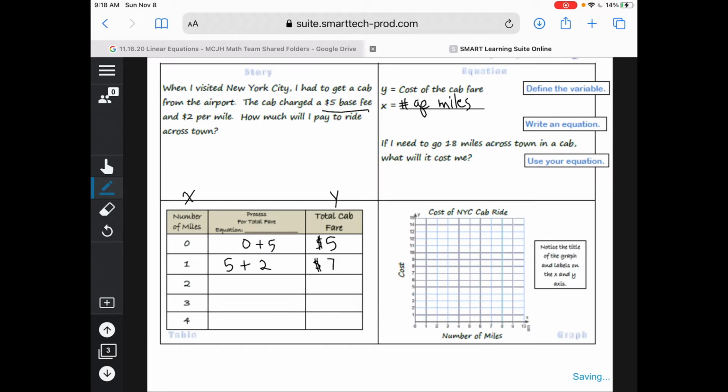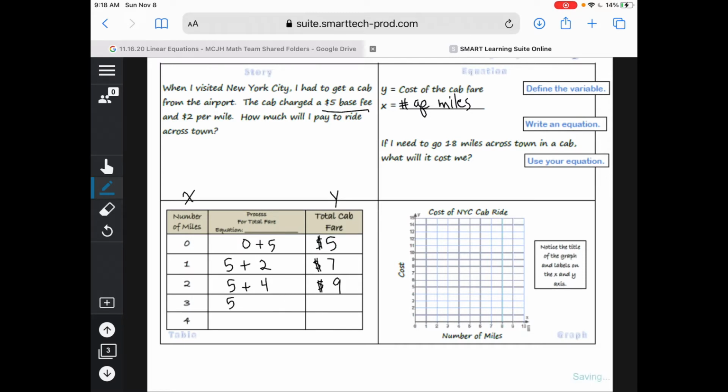Now, again, I'm going to pay a base fee of 5. But this time, we went 2 miles. So for the first mile, it was $2, plus another mile is $2. So that would give me $4. That's a total of $9.